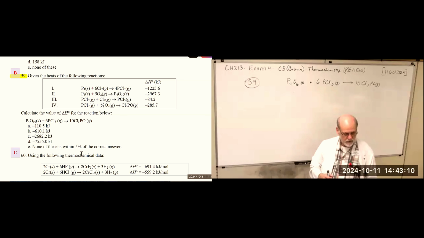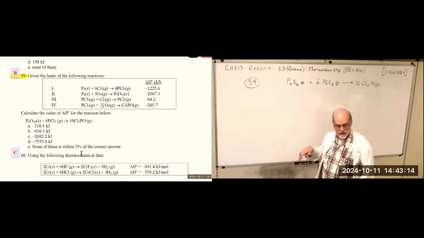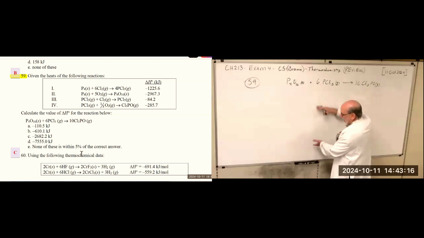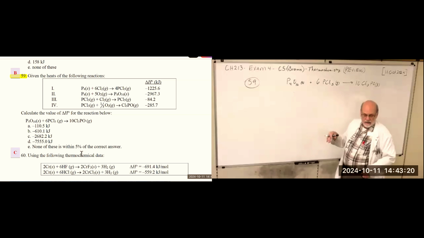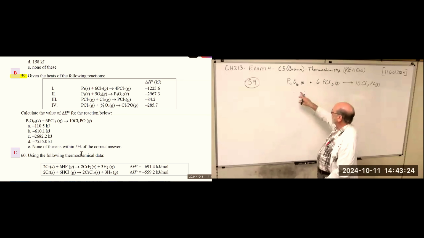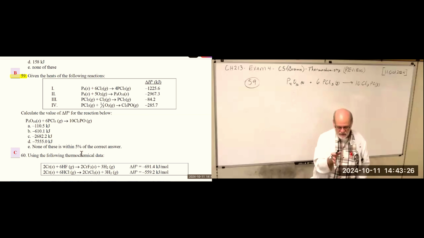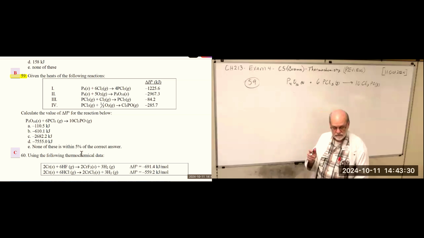So when you're using Hess's law, you're going to take these individual equations and put them together so that they add up to that one. That's what we want to do. The best thing to do is to go through here and say, all right, I've got P4O10. Which one of those has P4O10 in it? Looks like Roman numeral 2.